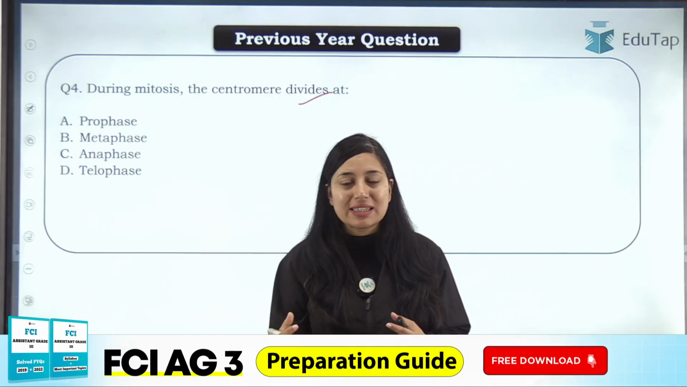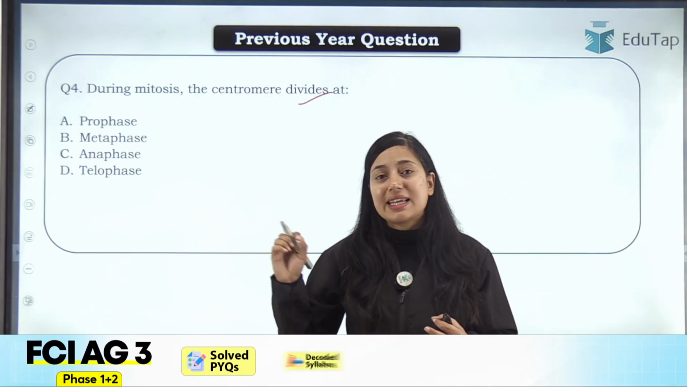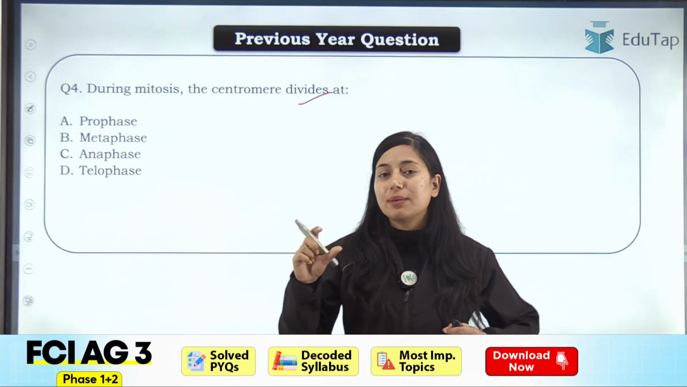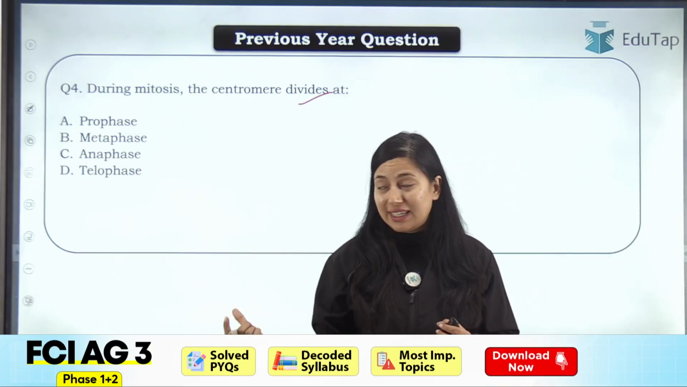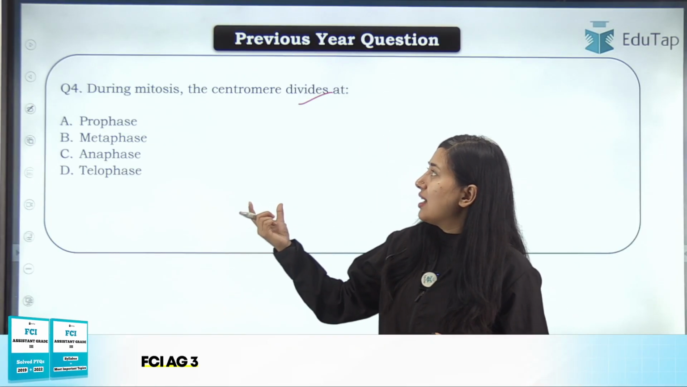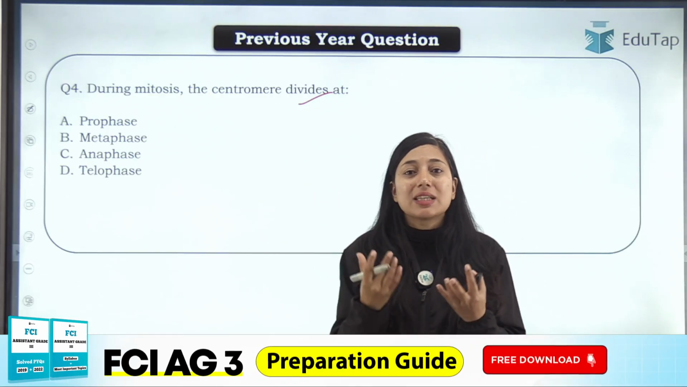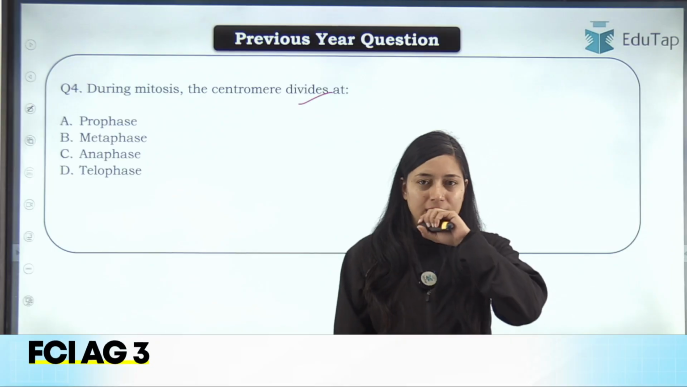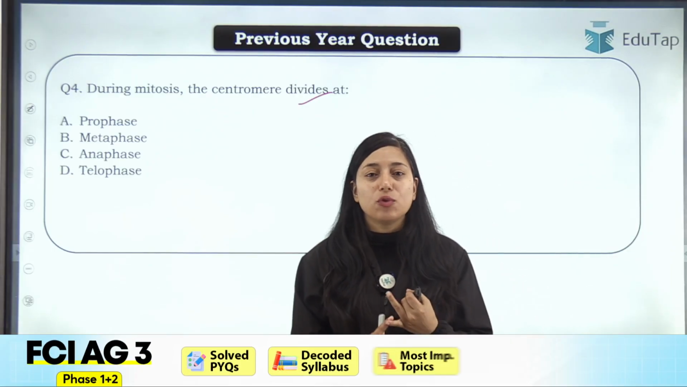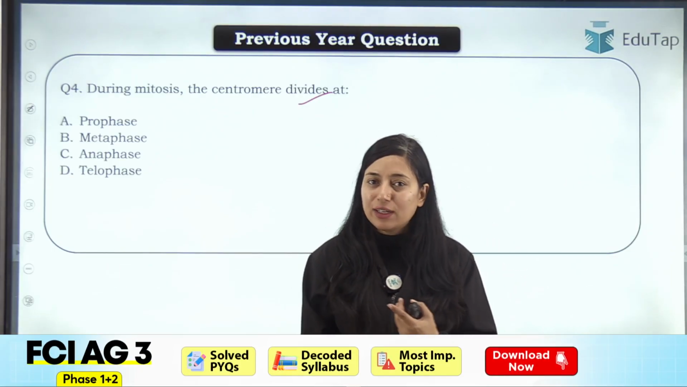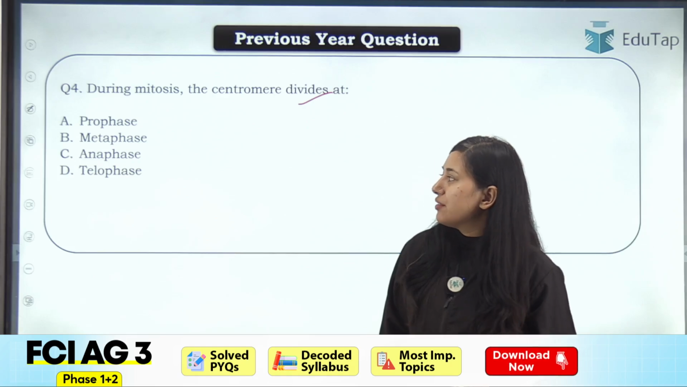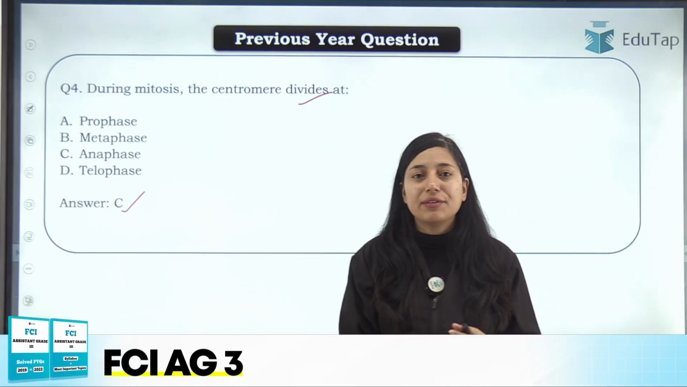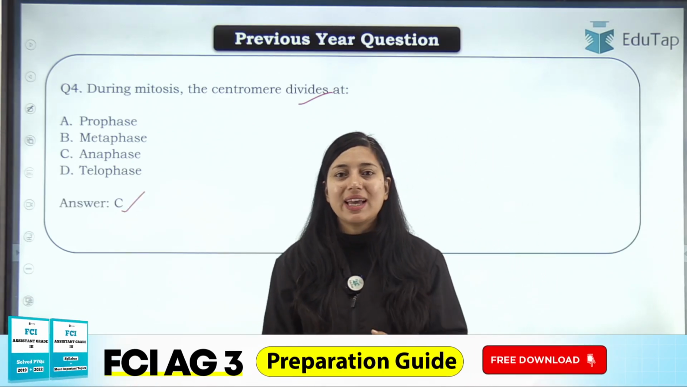Okay, next is: during mitosis the centromere divides at. Okay, so I was just discussing with you that you have to read all the stages, also what are the peculiar characteristics of those stages. So here you have been asked in which particular stage centromere division takes place. Okay, so we know there is prophase, metaphase, anaphase and telophase, right? So centromere division basically takes place in anaphase. Clear? So the answer here will be anaphase.